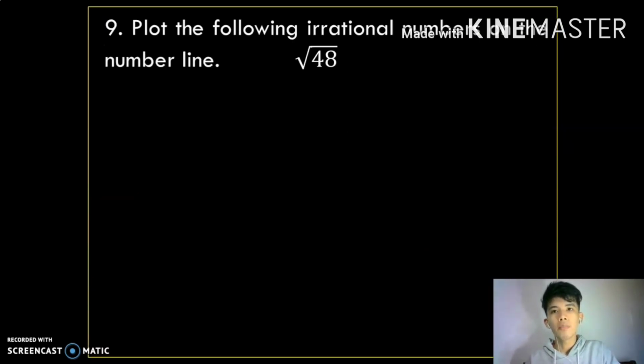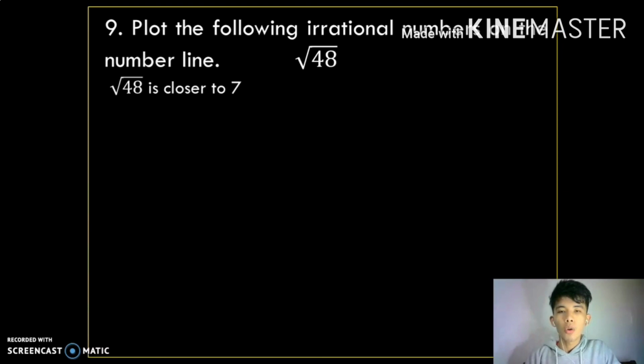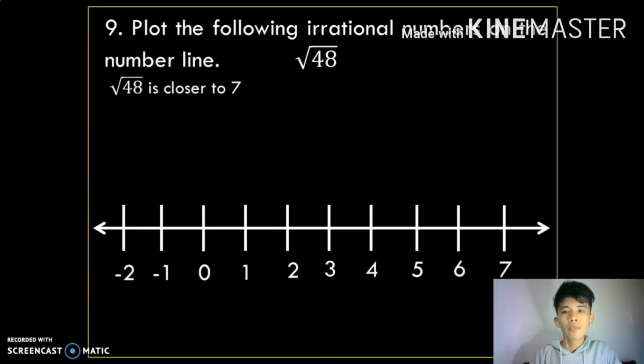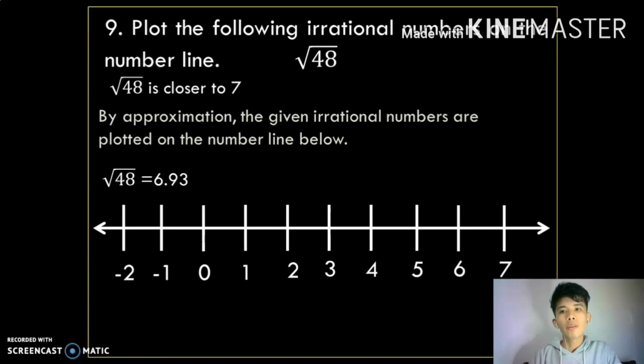Kahit anong kulay, pwedeng ballpen lang naman ang gamit. Then, number 9. Square root of 48. So, square root of 48 is closer to 7. Malapit na sa 7, then that's the number line. By approximation, square root of 48 is equal to 6.93. So, 6.93 is somewhere here. And sulat lang square root of 48.